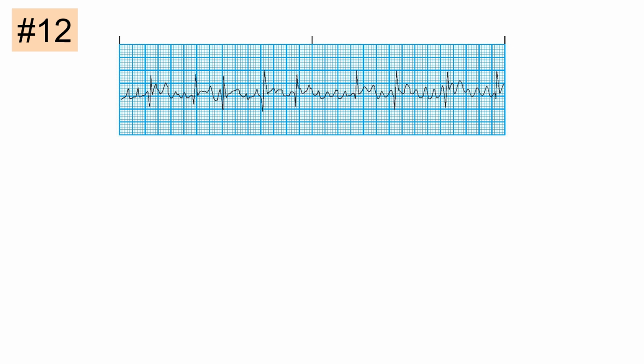Next is number 12. All right, so what is this? Can we determine whether this is regular or irregular? So we're going to look at our R's. Here's one R here. 1, 2, 3, 1, 2. There we go. We already know right away this is irregular. What is the rate? Can we count the R's? 1, 2, 3, 4, 5, 6, 7, 8, maybe 9. So 9 times 10, we have 90 beats per minute.